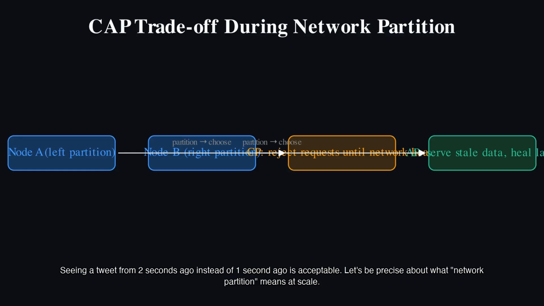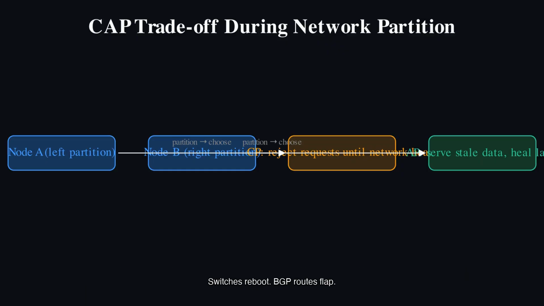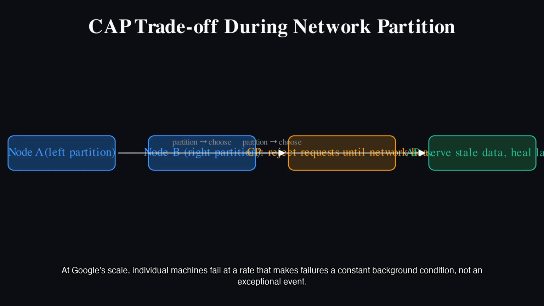Let's be precise about what network partition means at scale. In a 1,000-node data center, network partitions, where some nodes lose connectivity to others, happen every single day. Hardware fails, switches reboot, BGP routes flap. The probability of zero failures in a 1,000-node cluster over a 24-hour period is effectively zero. At Google's scale, individual machines fail at a rate that makes failures a constant background condition, not an exceptional event.